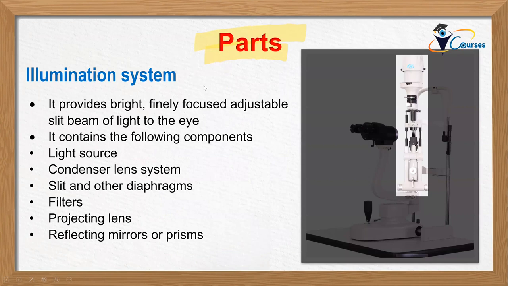The other part is the illumination system. This is the illumination arm. What is the purpose of the illumination arm? It provides bright illumination and an adjustable slit beam of light. It is bright because of the halogen bulb. It is adjustable by virtue of these screws, and also it is a slit so that I can examine the transparent structures of the eye. So what are the components? It contains a light source, condenser lens system, slit and other diaphragms, filters, projecting lens, and reflecting mirrors or prisms.